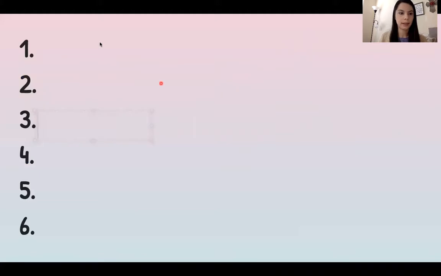Okay. All right, label your paper 1 through 6. We're going to have 2 sounds, 3 words that are contractions, and then 1 sentence that will include a contraction. Okay, 1 through 6. Pause if you need to.